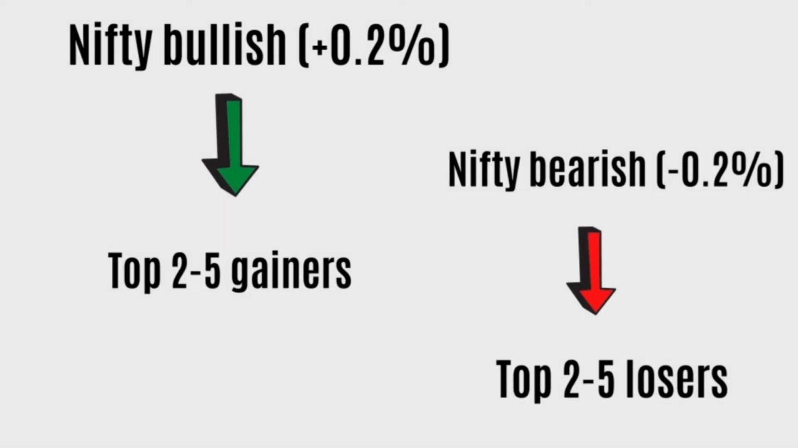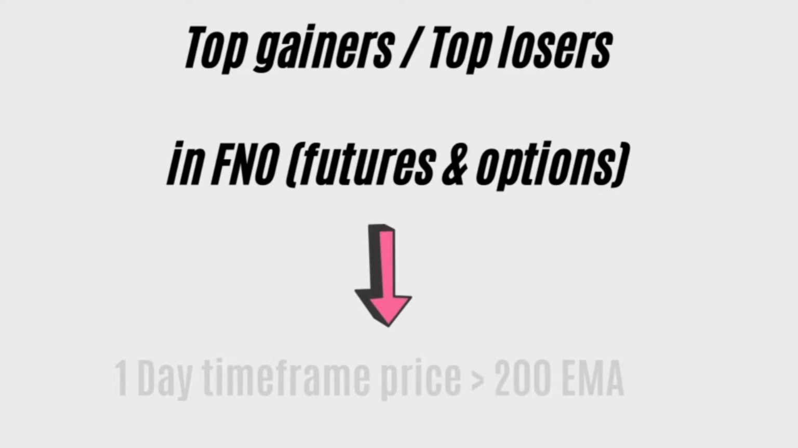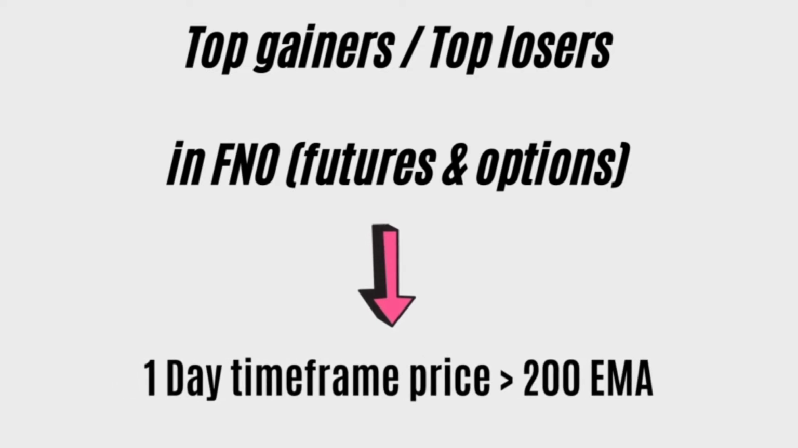And also make sure that the stock you have selected is in F&O, that is in futures and option segment. Only then you can use the options. And the next step is to check whether the stock price is above 200 EMA in its 1-day time frame, so that we can confirm that the overall trend of the stock is also bullish. I am just saying this for bullish. If you want bearish, you can do the opposite.